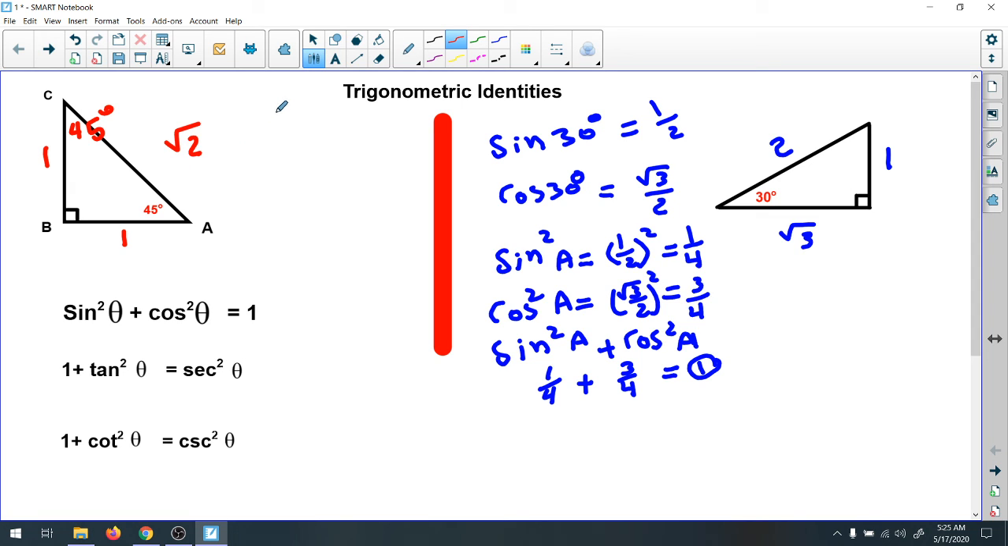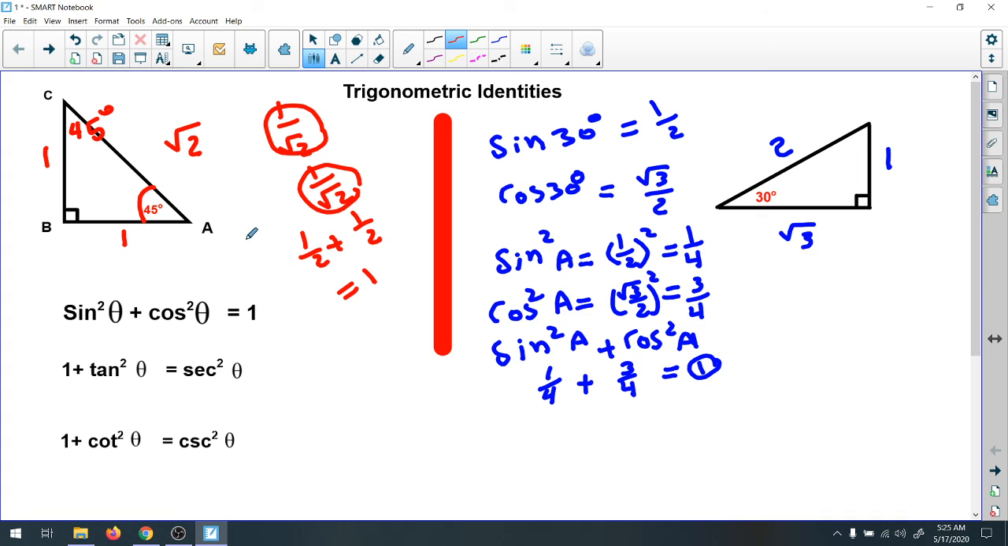If you get sine, let's do it for A. Sine of A is the opposite, which is 1, over hypotenuse, which is the square root of 2. So 1 over square root of 2. That's for sine. Cosine will be adjacent divided by hypotenuse, which is the same, 1 over square root of 2. If you square 1 over square root of 2, it will be a half. A half plus a half equals 1. It's proved.